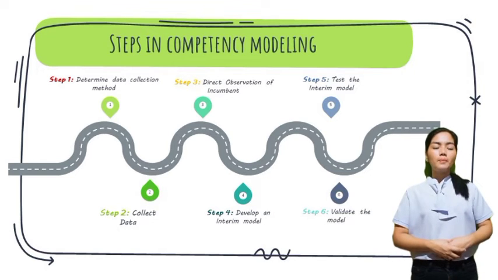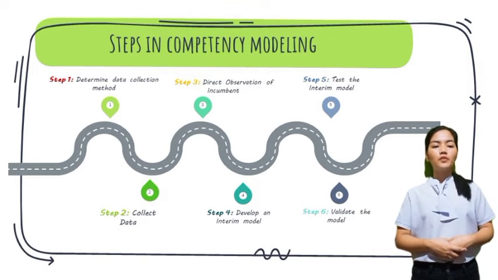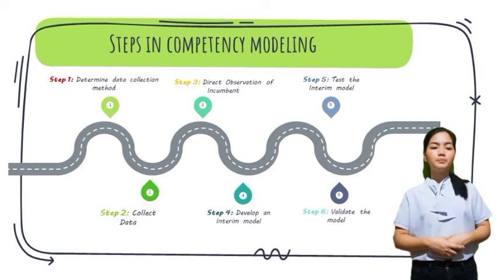The second step is collect data. You have to use open-ended questions or probe for specifics. You have to also have an agenda and stick to it. Ensure that everyone participates. Step 3, direct observation of incumbents. So you have to watch people as they perform the job.